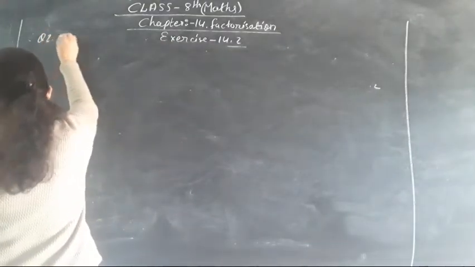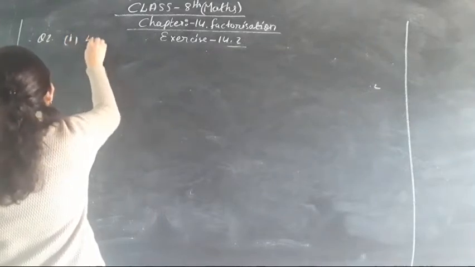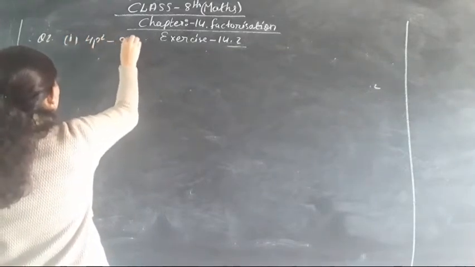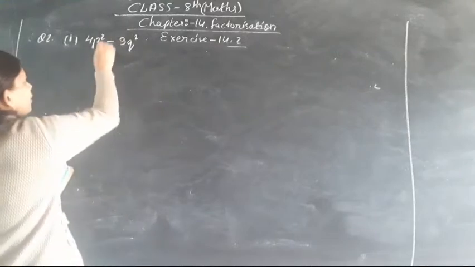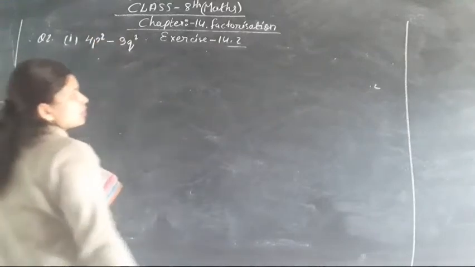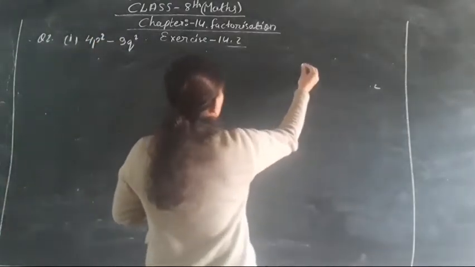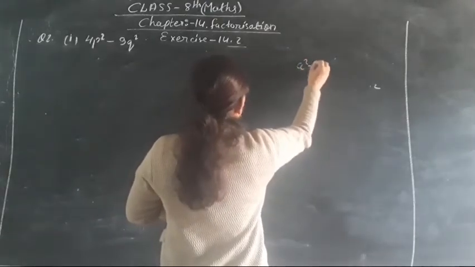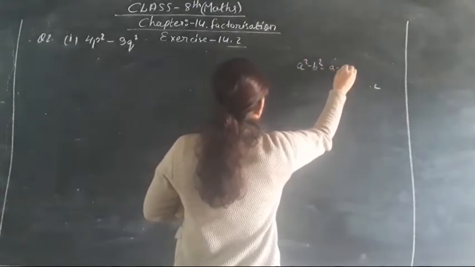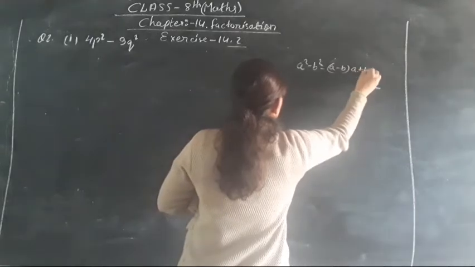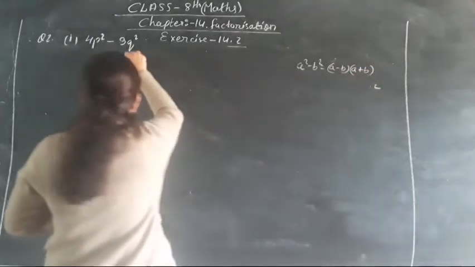Question number 2, first part, 4p square minus 9q square. This is the number you are having. You have to factorize by using the identity. Identity will be a square minus b square is equals to a minus b into a plus b. This identity will be applicable for this, isn't it?